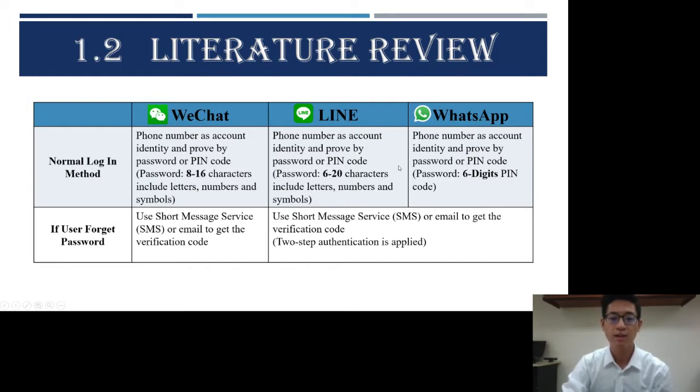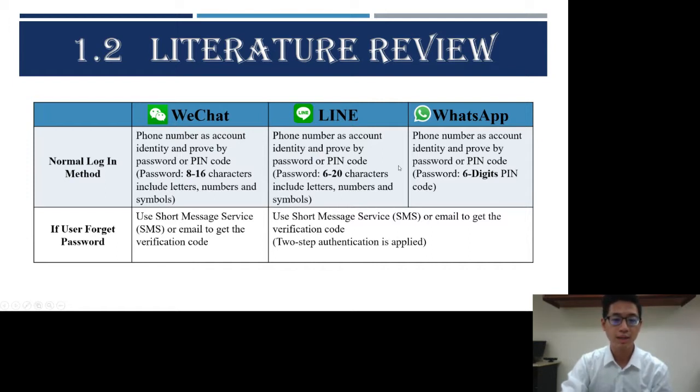In this project, a comparison of these three social media systems' authentication and access control methods was made. As we can see, these three systems have their own login methods, and they use the phone number as the identity, which can be proved by a password or PIN code. WeChat and Line use a series of characters including letters, numbers, and symbols as the password. But for WeChat, the password only allows 8 to 16 characters. For Line, a wider range is used, which is 6 to 20 characters. For WhatsApp, the password used is a 6-digit PIN code.